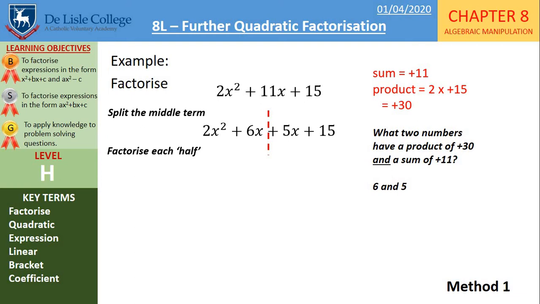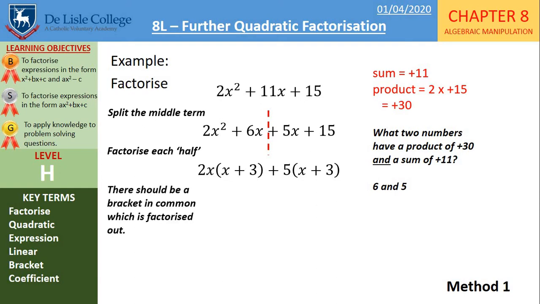So just looking at the left-hand side of that dotted line, we are going to factorise. The common factor there is 2x. So we have 2x and then bracket x plus 3. If we now look at the right-hand side, the common factor there is 5. So we'll have 5 bracket x plus 3. Now this may seem a little bit familiar if you use the expansion method when expanding brackets. So what we're going to do is the reverse of that.